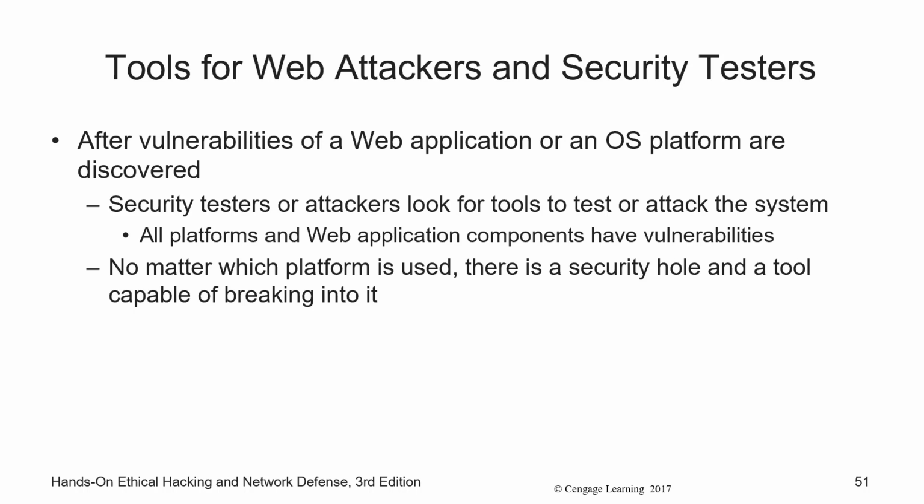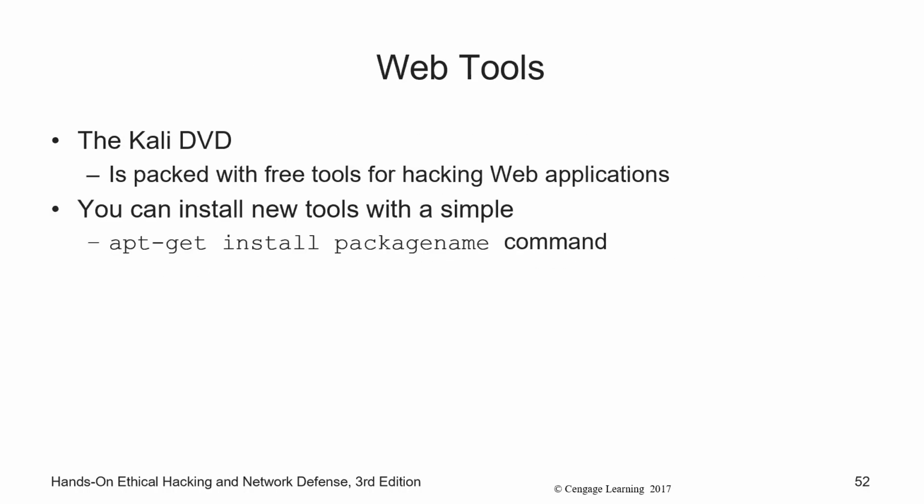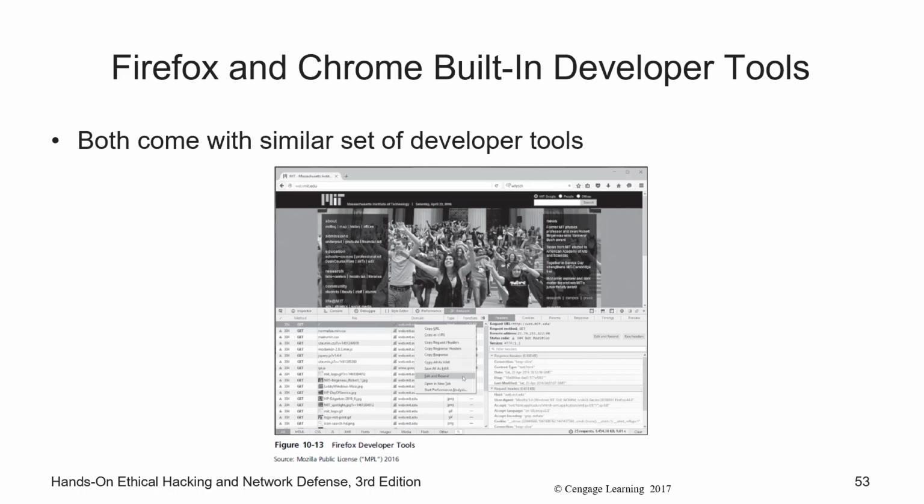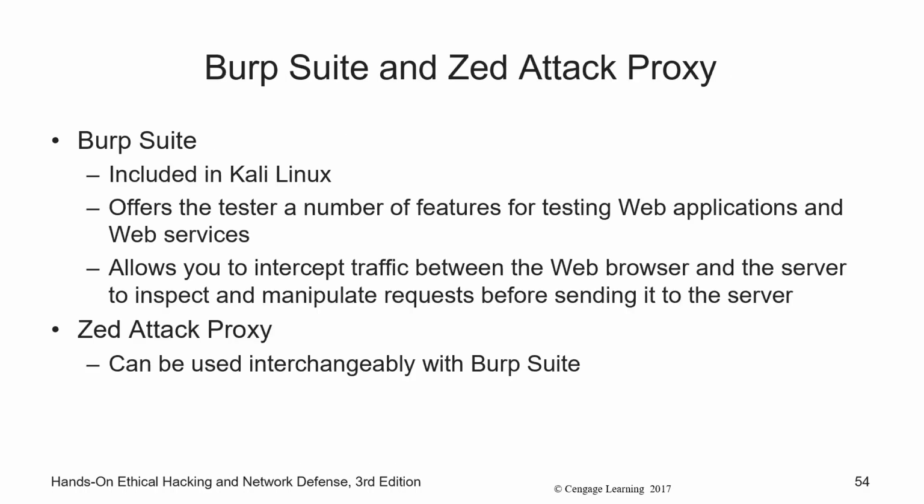There's a number of tools that are used by web attackers and security testers, so we're going to talk about these. Obviously, Kali is filled with various tools. You can install new tools using apt-get. There's Firefox and Chrome, and Microsoft's offerings have developer tools. Usually you just hit F12 and they're in there. Burp Suite and ZAP, the Zed Attack Proxy.